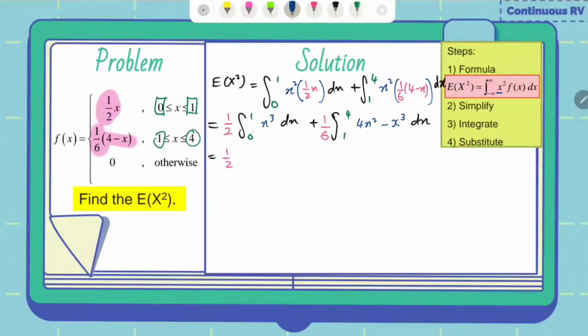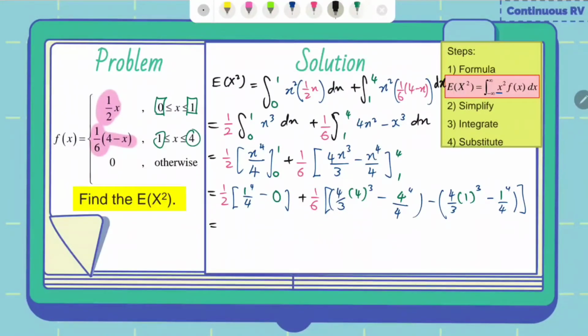And then just integrate x power 3. When you integrate, add 1, the power will be 4 over 4 with the limit from 0 to 1. Integrate 4x squared, you will get 4x power 3 over 3 minus x power 4 over 4 with the limit 4 to 1. Fourth step is to substitute. Substitute the limits, upper limit minus the lower limit. Substitute the x value. After that, just press your calculator to find the values. The answer for E of x squared is 7 over 2.